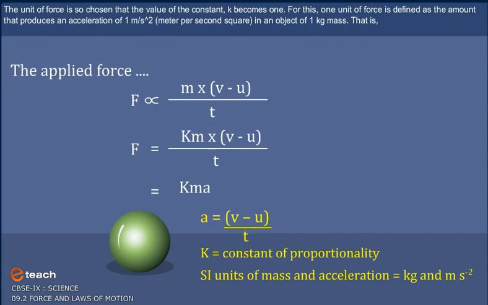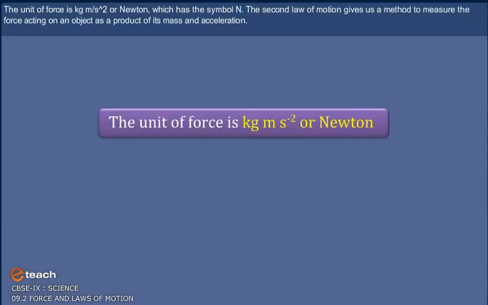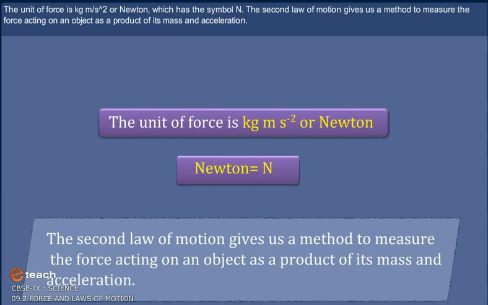That is, 1 unit of force is equal to k multiplied by 1 kg multiplied by 1 m s^-2. Thus, the value of k becomes 1 from the equation F = ma. The unit of force is kg m s^-2 or Newton, which has the symbol N. The second law of motion gives us a method to measure the force acting on an object as a product of its mass and acceleration.